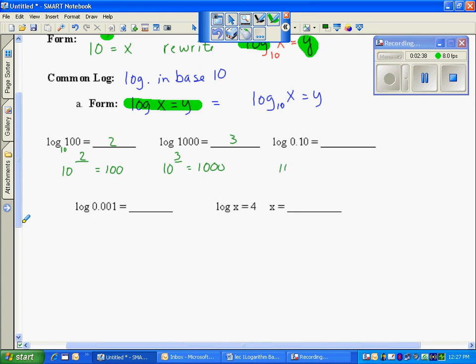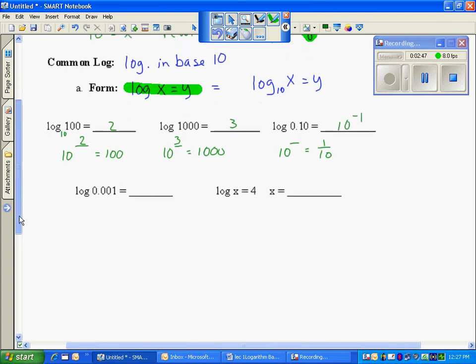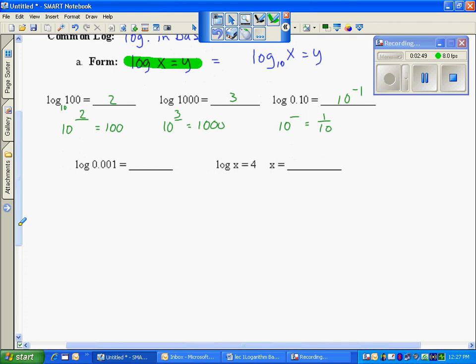10 to what power is 1/10? I'm going to rewrite that as a decimal. I see that's 10 to the negative 1. This number is tenths, hundredths, thousandths. So I want to know what exponent, that's what a log means, what exponent on base 10 is 1/1000th? That's 10 to the negative 3. So the answer to that is negative 3.